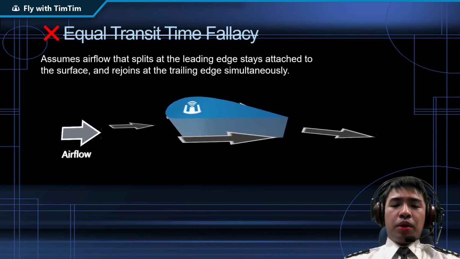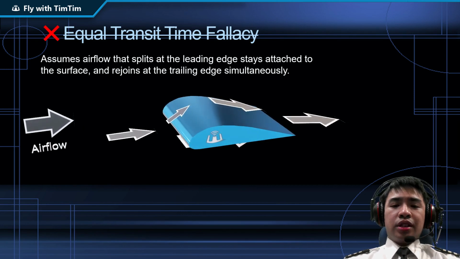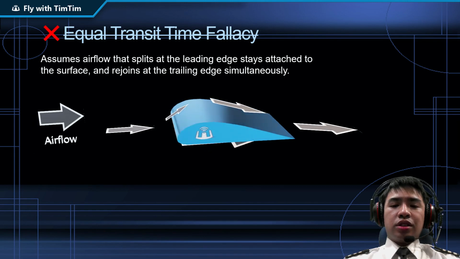The most popular fallacy assumes a longer path above the upper surface of the airfoil and equal transit time for the separated streams. It claims that air has to flow faster over the upper surface, and according to Bernoulli's principle, results in lower pressure, so lift is generated from the pressure differences.